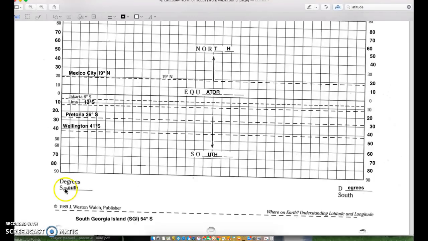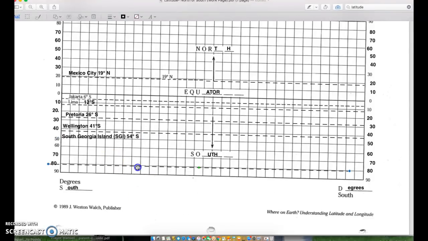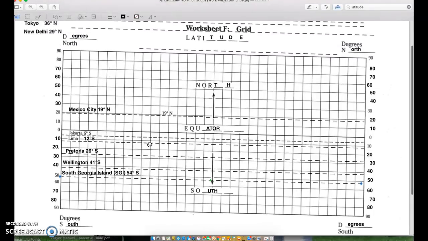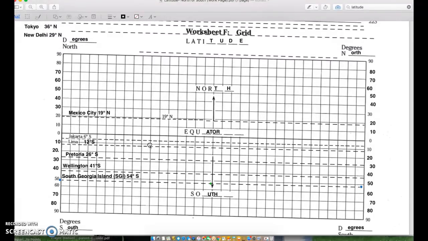And our last one is going to be South Georgia Island in the Southern Hemisphere. And if you just want to put SGI at 54 degrees, you can. And then we're going to put this dotted line in here at 54 degrees south. One thing I should have mentioned is that you could be using a side of a binder or a ruler to help you create these dotted lines. So right now, my Southern Hemisphere should look like your Southern Hemisphere. If it's not, click pause and make it so it looks the same.